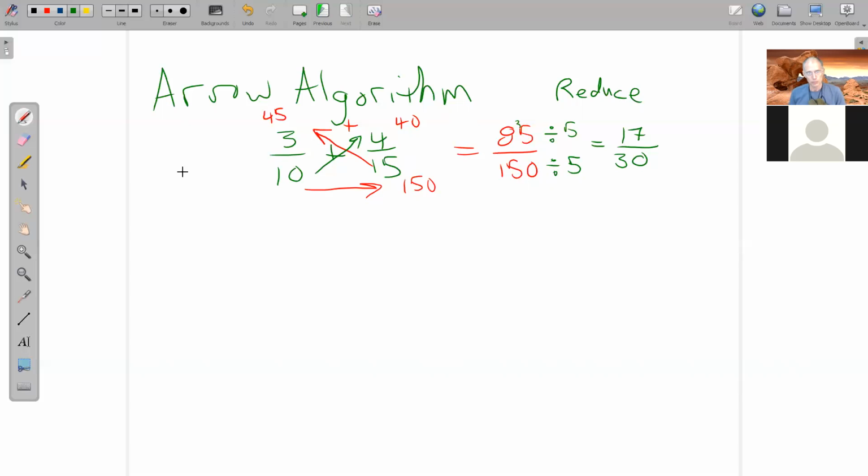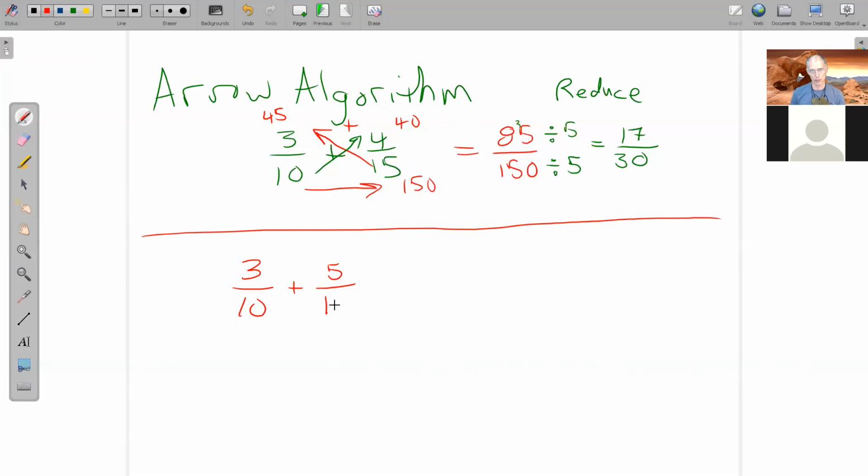Let's check. Pick a different problem. How about, let's do 3/10 again. And then how about 5/14? So if you could do me a favor, what I'd like you to do is apply the LCD algorithm to this. I would like you to apply the arrow algorithm to this, and then we'll look at the differences. So please make each calculation on your own, and then we'll go over it together.